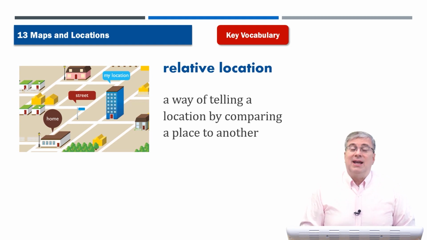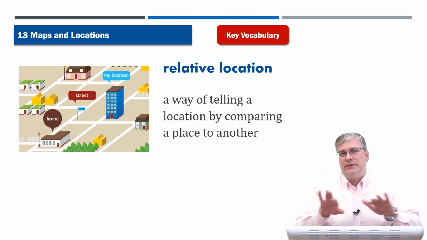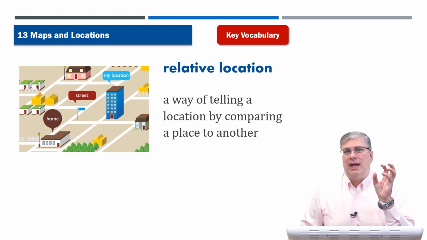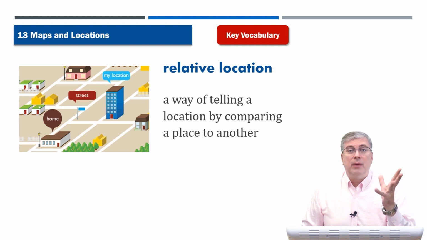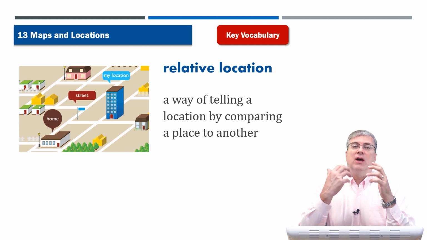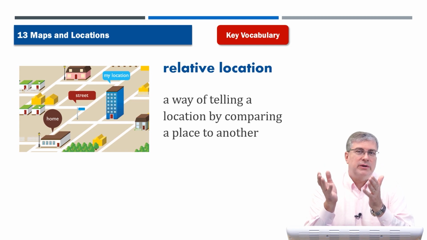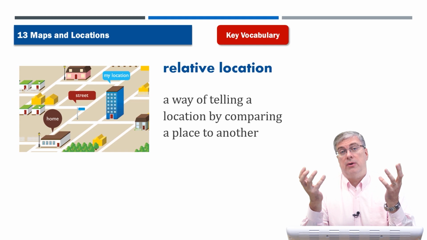Relative location. See, now we saw absolute location. Now we have relative location, and we can tell from the different words that these two ideas are different. Absolute location is the exact location of an object or something. Relative location is a way of describing where something is by comparing it to other things.